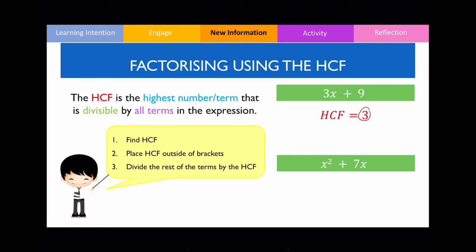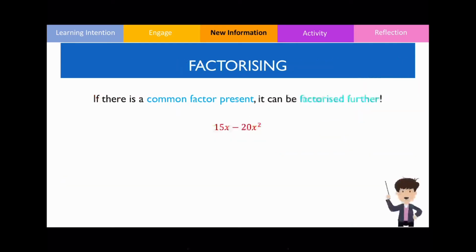This 3 is going to be placed outside of the bracket. So it's going to be 3, bracket, and something inside the brackets. To find out what this is going to be, you need to divide this expression by 3. And if you did this, this is going to be your answer. Similarly, for the next example, find your highest common factor. This is going to be x, and therefore your final answer is going to be x bracket x plus 7. You achieve this by dividing each of these terms by x, which is the highest common factor.